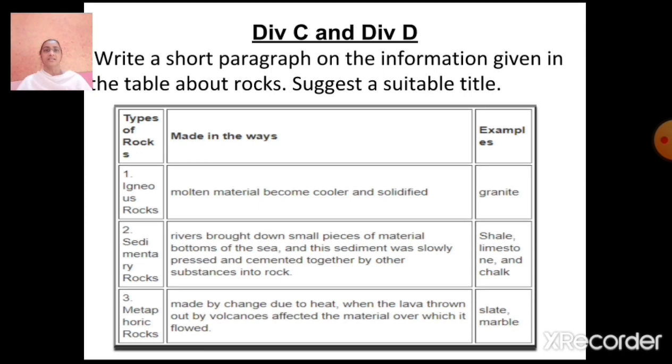Then the next is metamorphic rock. Now here it is made by change due to heat when the lava thrown out by volcanoes affected the material over which it flowed. Then here the examples are slate and marble.